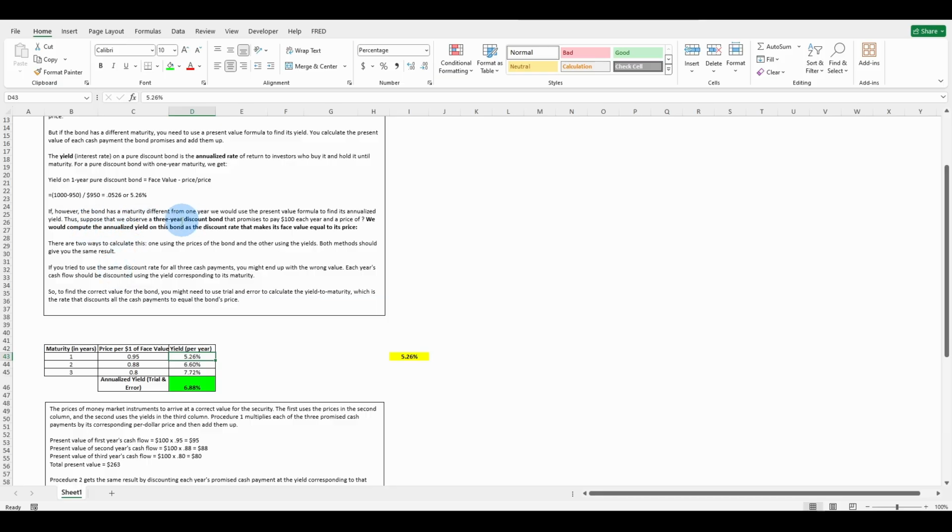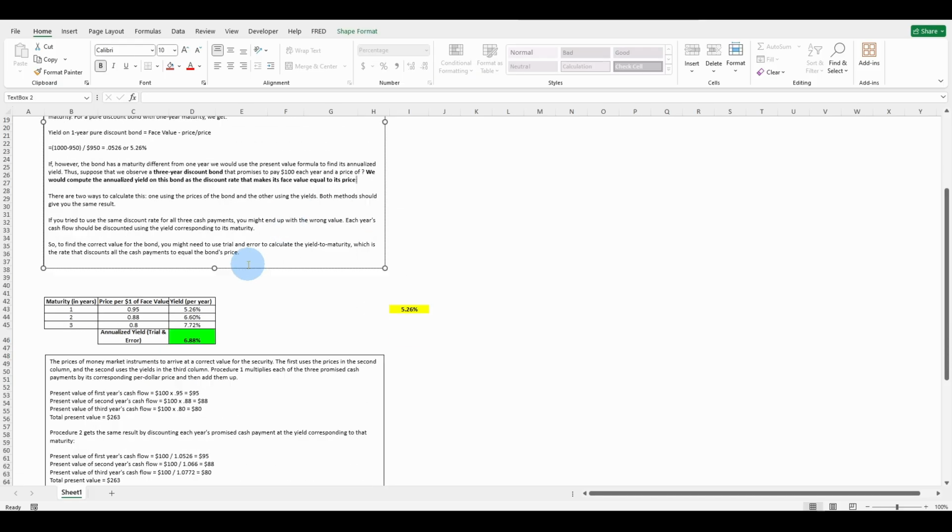So we observe a 3-year discount bond that promises to pay $100 each year at a price of whatever. We would compute the annualized yield on this bond as the discount rate that makes its face value equal to its price. There are 2 ways to calculate this. One, using the prices of the bond, and the other using the yields. So we just got the yield. Let's make that assumption. Both methods should give you the same results.